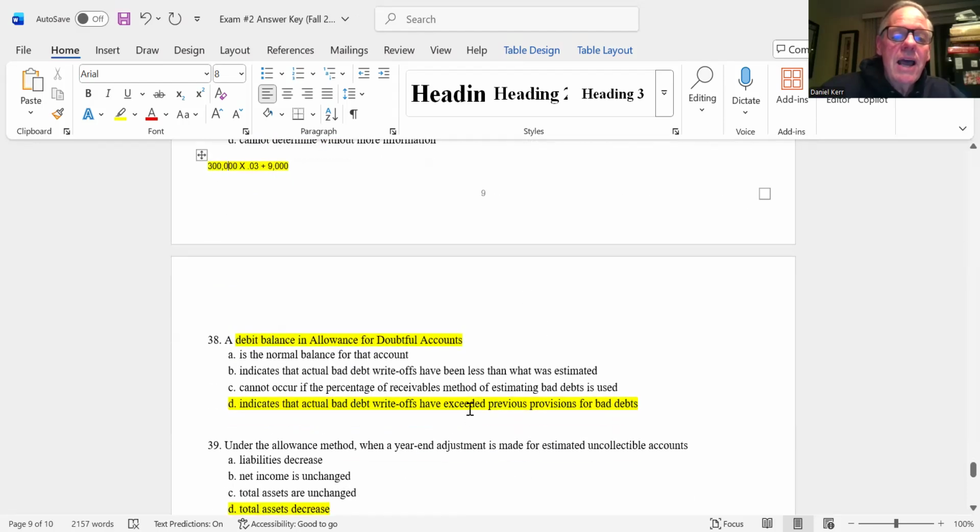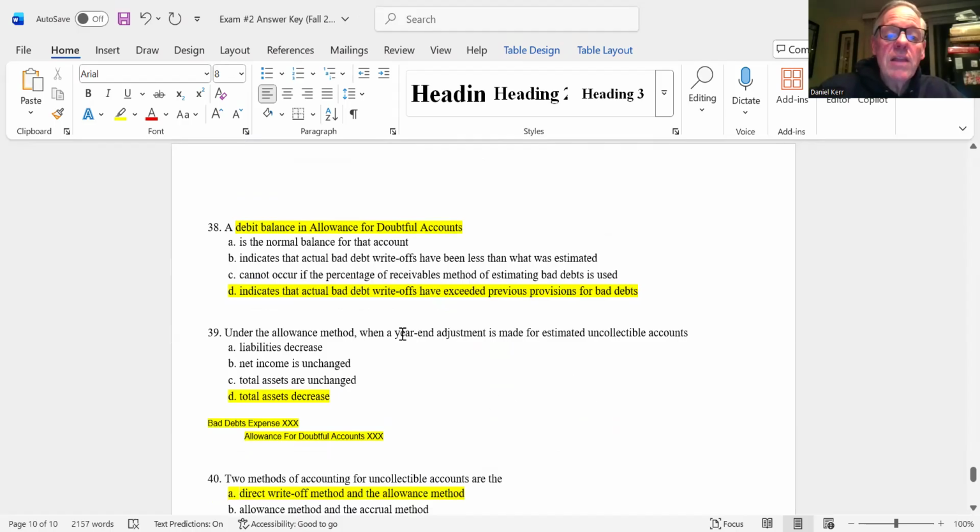38, a debit in the allowance for doubtful accounts. What that means, think of a little T account here. If you've got a debit for all the accounts that are written off and a credit for the allowance that you had set up, if you end up with a debit balance in allowance for doubtful accounts, that means that you had more write-offs during the period than you previously estimated. So it's actually D, indicates that actual write-offs exceeded the previous provision for bad debts.